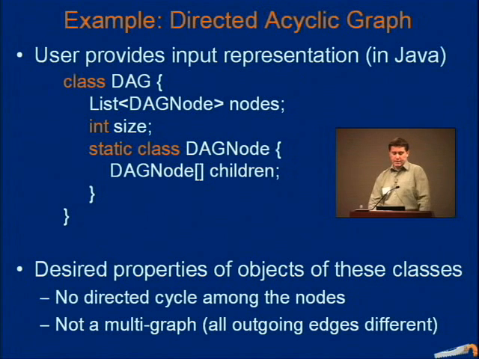Also, the user has to express the properties of objects of these classes. The fact that we called something DAG does not mean that we cannot create a cycle there. You can just put two nodes that point to each other. So the user has to describe to the tool these properties, that there should be no directed cycle among the nodes, and that all outgoing edges from a given node should be different.